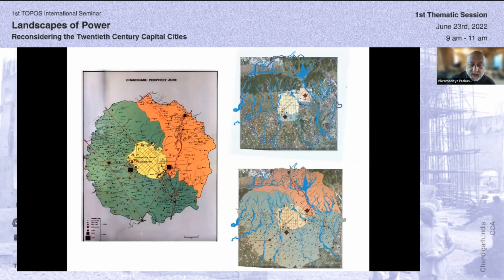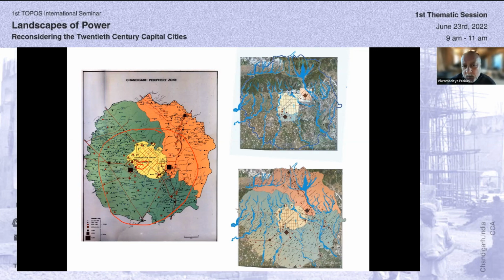Originally Chandigarh was intended to have this kind of peripheral zone all around the city, which was to be preserved as land that was not to be touched. But because of a series of political and legal reasons, the actual boundary was shrunk down to that small area in the middle, this yellow colored area, so that the development goes on the outside.